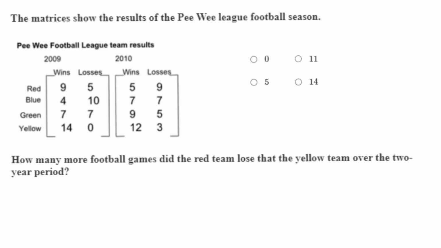So this question says, the matrix shows the result of a Pee Wee League football season. Pee Wee Football League with results. We got red, blue, green, and yellow. And then we can see their win-loss record. So let's see what we're asked for here.